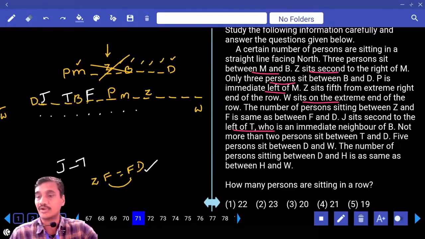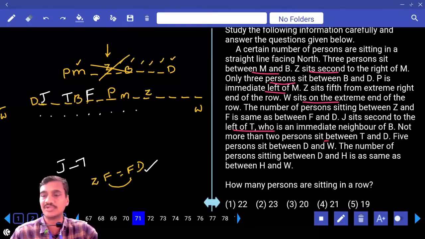And next one, not more than 2 persons sit between T and D. Between T and D, not more than 2. Hence either 2 persons or lesser than 2 persons must be in between these two. And not more than 2 persons between T and D. Between T and D, as of now there are only 2 persons. It should not be more than 2. 2 is possible, less than 2 is possible. One member is possible, or there may be nobody as well. 0, 1 and 2 are the possibilities we have.